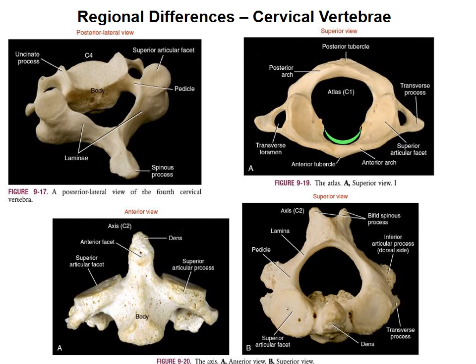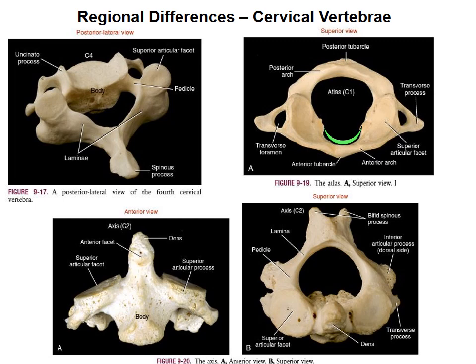Looking at the top right picture of the atlas, the first thing you'll notice is that it has no vertebral body. During development, the body of the atlas has actually become fused to the axis and is the feature called the dens. This creates a unique rotational joint between the atlas and the axis that we'll have a close look at in a few minutes.